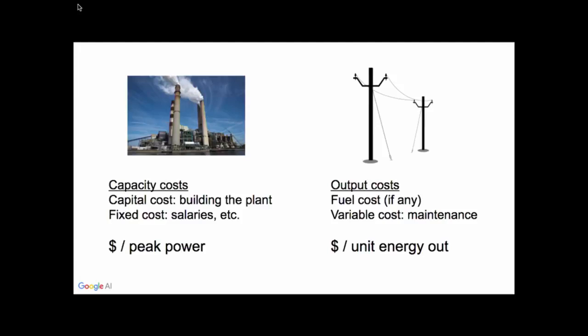Now let's say you wanted to start generating electricity. Then you start incurring output costs. So if you have to burn fuel to make electricity, that's a linear amount of fuel for your electricity. And often maintenance is proportional to the amount of electricity that you generate. So again, the units of that are dollars per unit energy out.